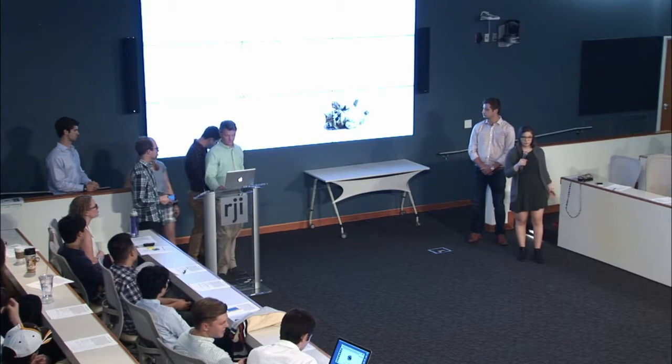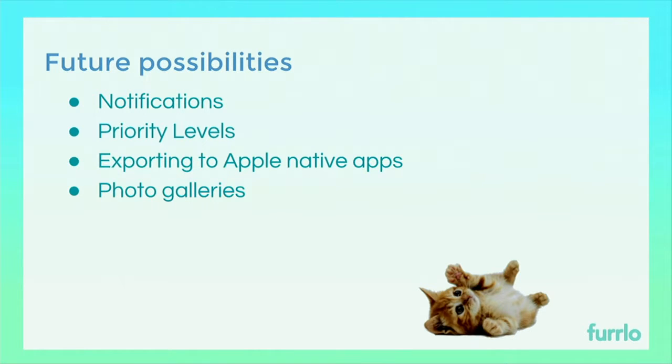So some future features that we thought about implementing in later versions were notifications. Since those cost money, we weren't able to do those right now, as well as putting priority levels on tasks. So saying this task is the most important, feeding is the most important, exercise is a little less important. We also wanted to export data to native Apple apps like Reminders or Calendar, so that you can implement Furrlo and integrate it into your usual Apple experience, as well as photo galleries for each of the pets, so that while the sitter is sitting the pet, they can add a couple pictures, and when the owner goes to look at the trip and the tasks and all the other things, they can see those pictures attached to their pet.